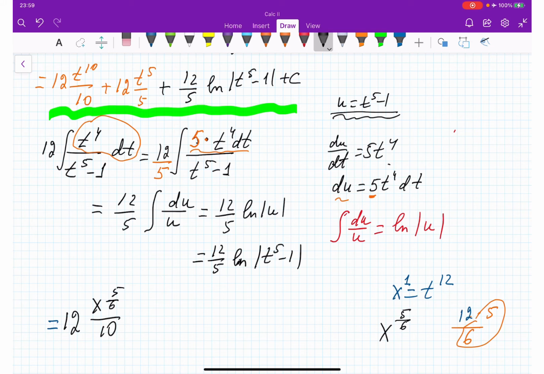Let me go over one more time to make sure we understand. I have my primary substitution, x is equal to t to the power 12. But here I have only t to the power 10. So how to get from t to the power 12 to t to the power 10? To get to t to the power 10, what I want to do is divide by 6 and multiply by 5.